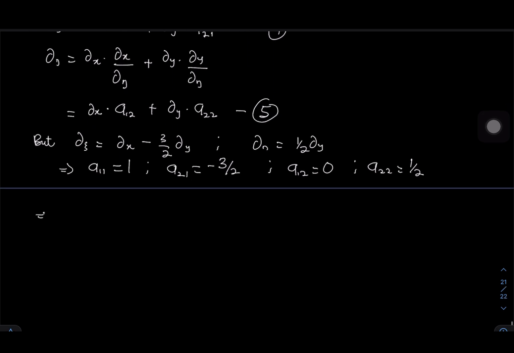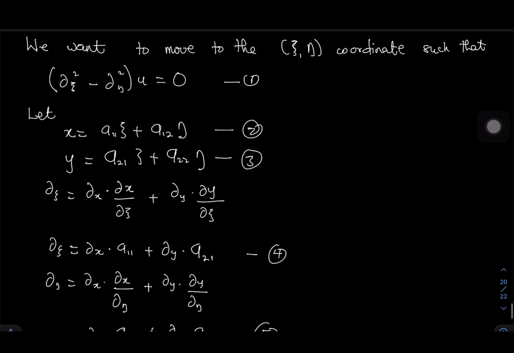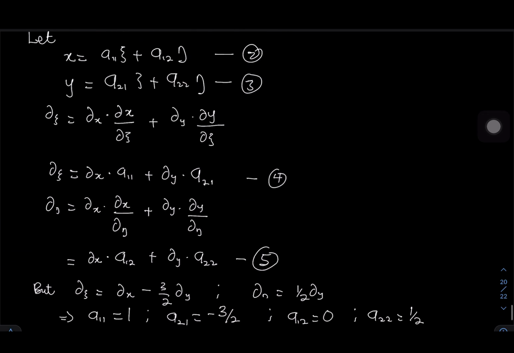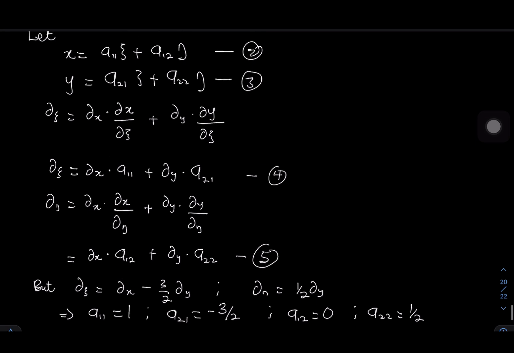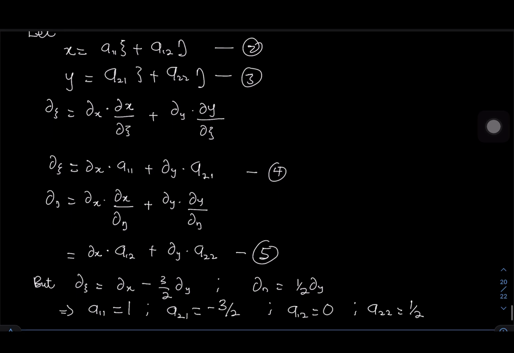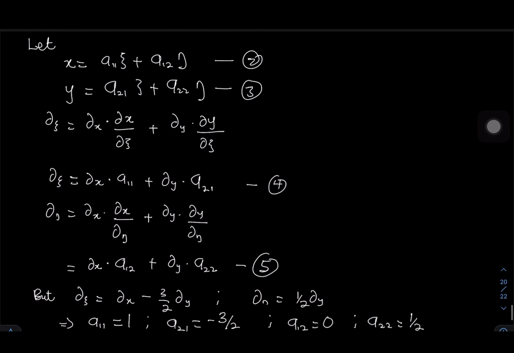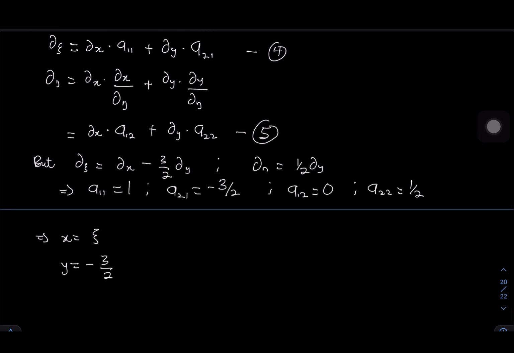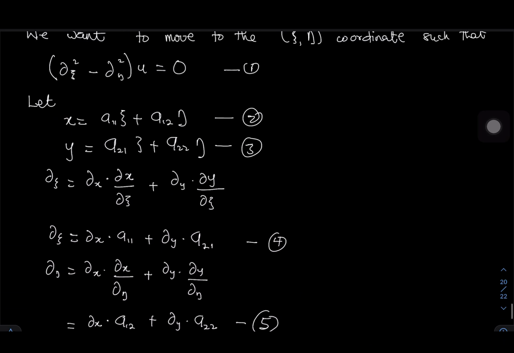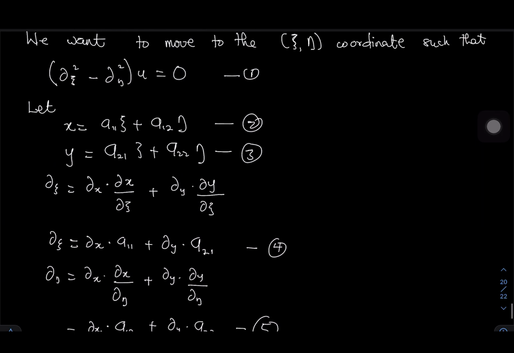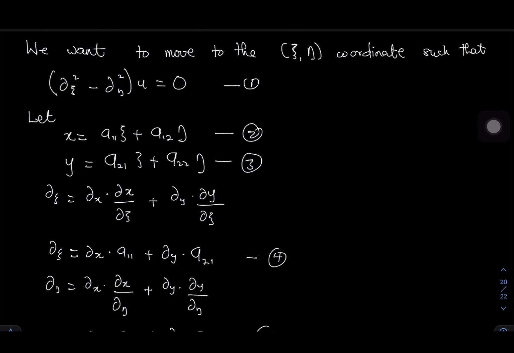So this implies that x is equal to, from here, a11 is 1, so 1 times xi is just going to be xi, but a12 is 0, so it means x is equal to xi. Similarly, y is going to be equal to a21 xi. What is a21? That is 0. Oh wait, no, a21 is negative 3 over 2, sorry, xi plus a22, which is 1 over 2 eta, right?